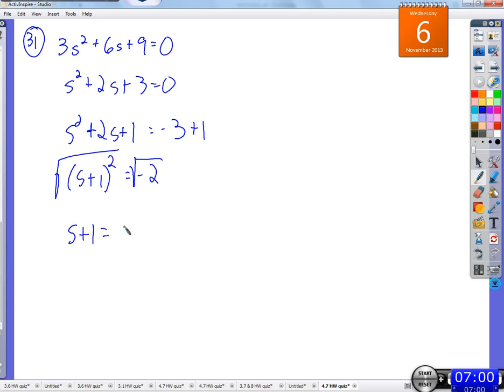Plus or minus. What's the square root of negative 2? I root 2. You could write root 2i. What is the big, big, scary danger of writing root 2i? You might think I is inside the square root. How horrible would that be if you thought that? S equals negative 1 plus or minus i root 2.